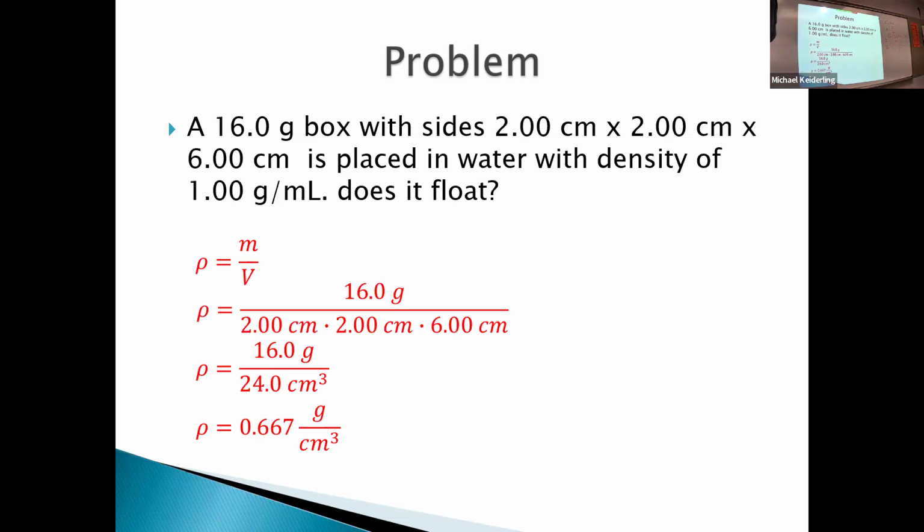And in fact, if you tilted this box on its end, the long way up and down, it would float with 4 centimeters underwater and 2 centimeters above the water.